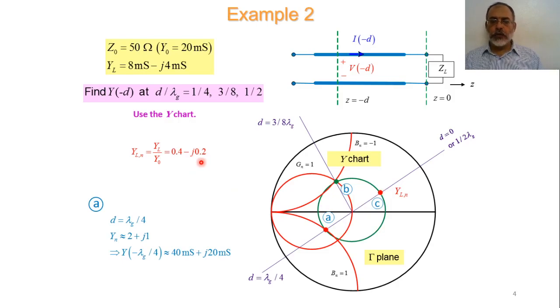As we said in the admittance Smith chart, the negative susceptance is in the upper half. So negative j is coming from the upper half. So this is negative j. So the intersection of negative j0.2 with the real conductance 0.4 would correspond to this point, which is the normalized admittance YL.